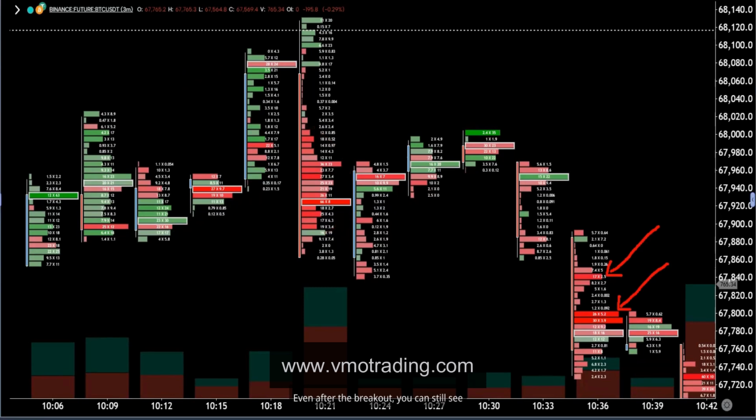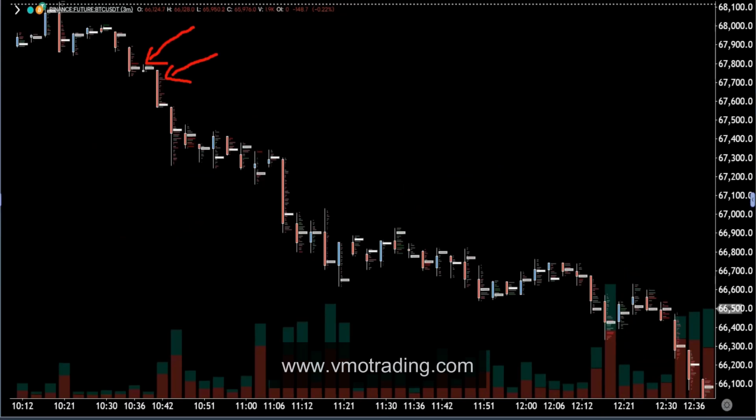Even after the breakout, you can still see deep red deltas and the arrows on the right side. These factors initiated the downward movement that followed shortly after.